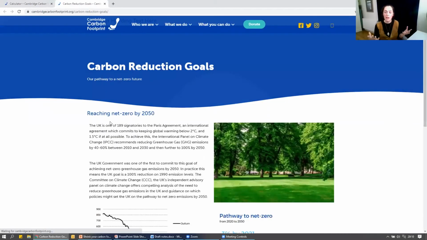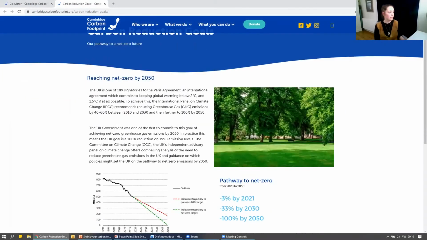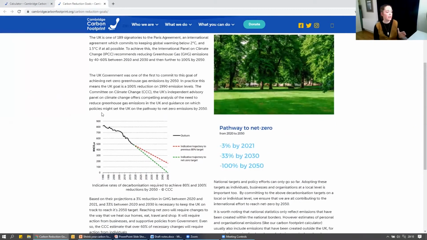So if you remember, I was saying we have this net zero by 2050 target. Well, the Committee on Climate Change has broken that down to interim goals as well. So the first year, 3% reduction, by 2030, a 33% reduction, and then 100% reduction by 2050. So those are the goals that we have set for people, so that it's also an achievable pathway to change, not just for us as a country, but for us as individuals, because we can't reduce emissions overnight. It's got to be a gradual process.